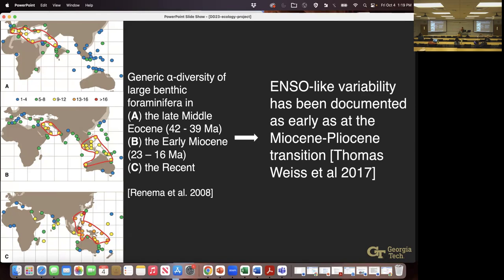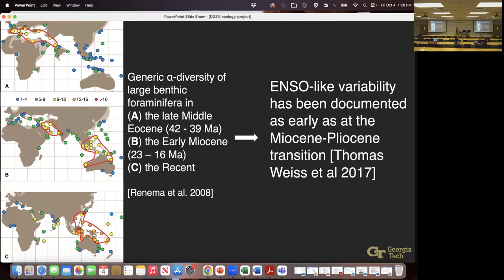And 42 to 39 million years ago, most of the biodiversity was in the Mediterranean Sea. Then it starts moving, and by the early Miocene is where the coral triangle starts showing up. And then today, this is the biodiversity that we have. As you can see, it's really high in the coral triangle, and it is the most diverse hotspot of biodiversity we have in the ocean.